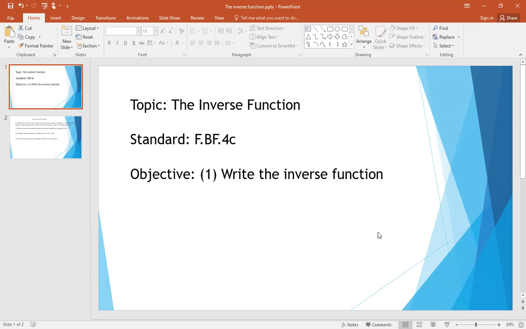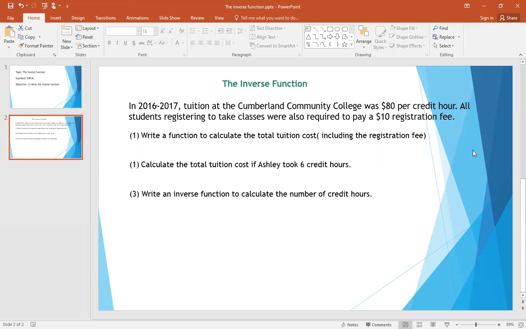So we're going to look at a context. I'm just going to do a quick summary of this. Here we have Cumberland Community College offering courses. They charge $80 per credit hour and a registration fee of $10. So number one, we want to write a function to calculate the total tuition cost, including the registration fee. Number two, okay, I have some typo, number two.